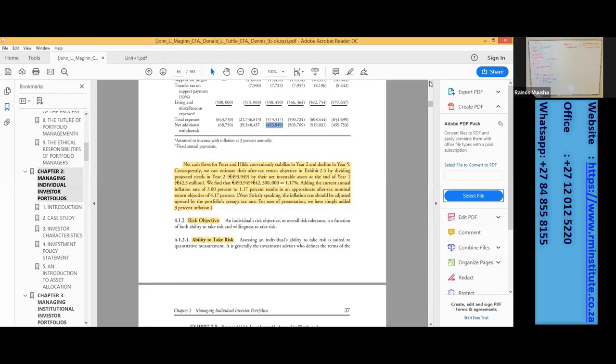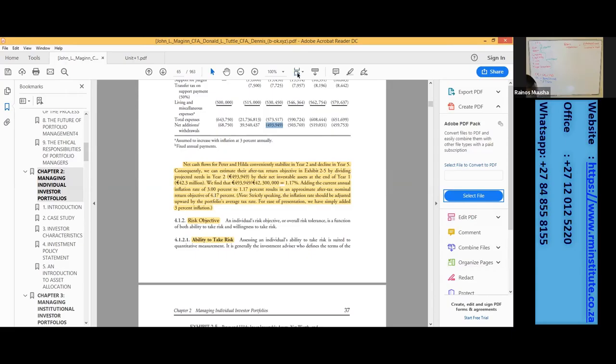Are we on the same page then? So the return requirement would be equal to 1.17%. But then they also go further and say, additional to the current annual inflation of 3%, the 1.17% results in an approximate after-tax nominal return objective of how much?